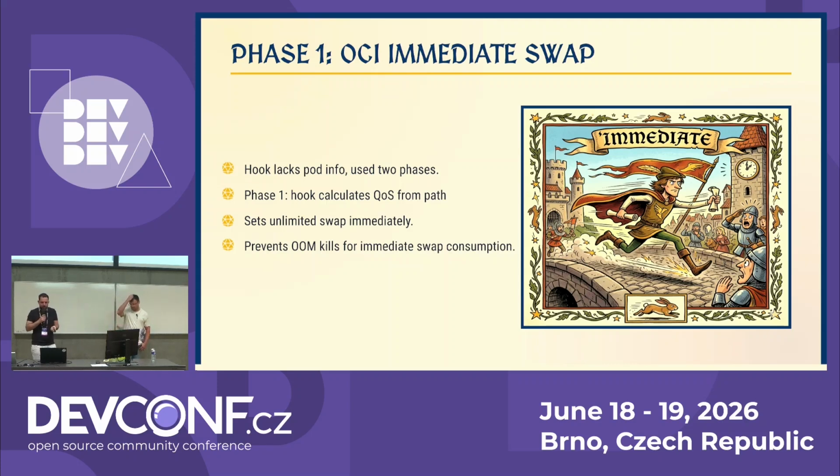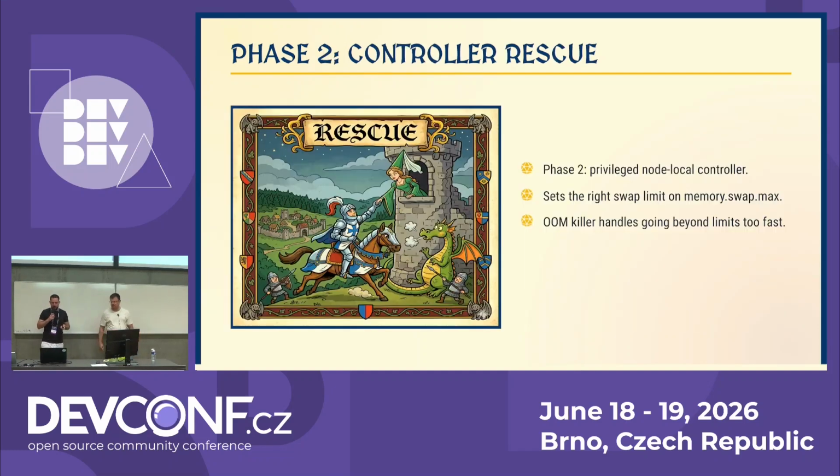By the way, the reason for that is that the OCI hook lacks context. For example, it just doesn't know swap capacity or things like that. It is only aware of the context of the specific container we're trying to edit. And so in the first phase, we just try to do unlimited swap as we did before. In the second phase, we created a simple controller, a privileged node local controller, that would be aware of the swap limit and swap size and could calculate the right limit dynamically.